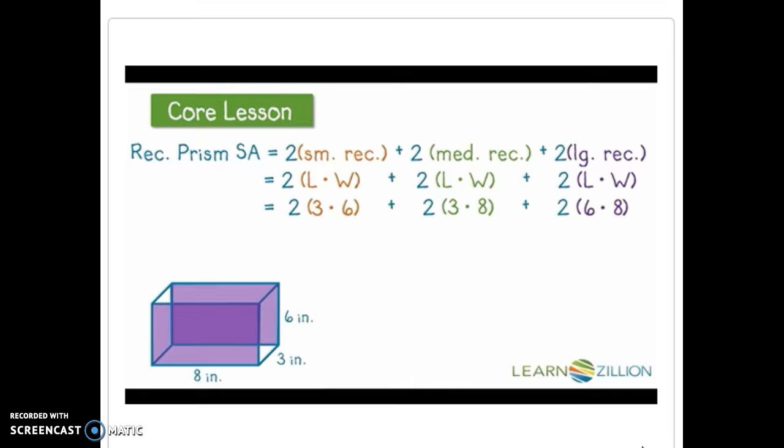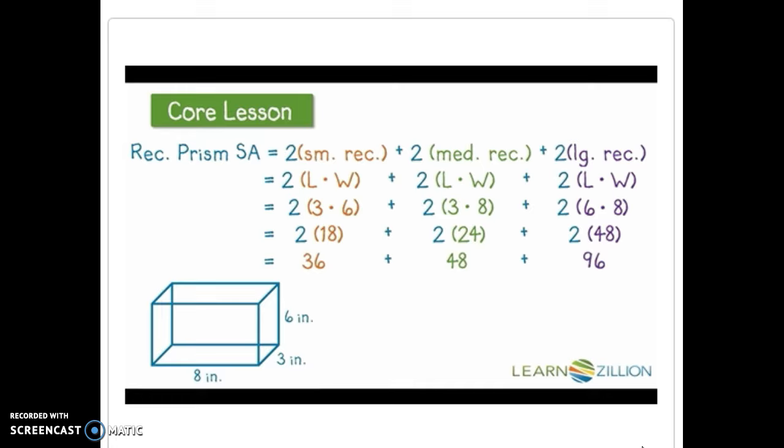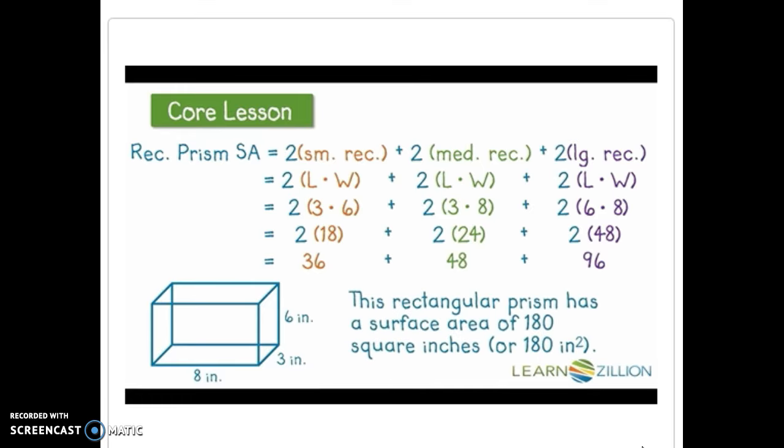Moving forward, it's just a matter of doing some careful computation. Do not forget to double the area of each face because we have 2 of every sized face. So we take 2 times 18, 2 times 24, and 2 times 48. That will get us the area of all 6 faces. Simply add up those values, and I learned that this rectangular prism has a surface area of 180 square inches.